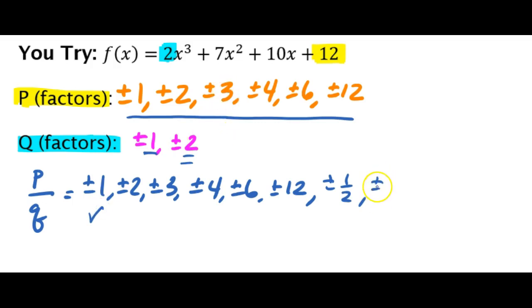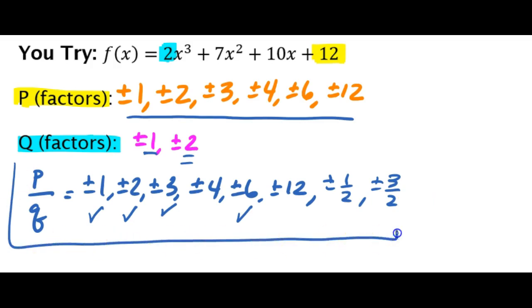3 divided by 2 is not a repeat. 4 divided by 2 is 2, which I already have, so that's a repeat, and I'm not going to write it again. 6 divided by 2 is 3, so that would be another repeat. And then 12 divided by 2 is 6, so that would be another repeat. So I actually don't need this comma here because 3/2 is the end of my list. So this right here, these would be all of my potential rational zeros.